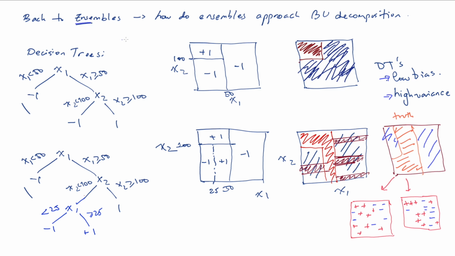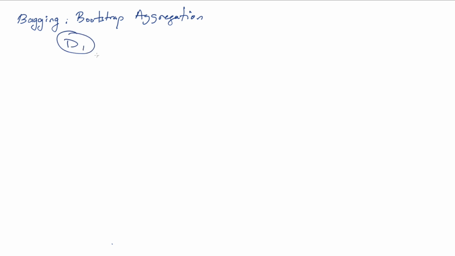Okay, so how do we use ensembles to fix this problem or try to remedy the situation? Well, one way to do that is to look at this concept of bagging. Okay, and this is short for Bootstrap aggregation. And let me explain the idea and then talk about why it makes sense. So we have a single data set, D1, right? That's all we have access to.